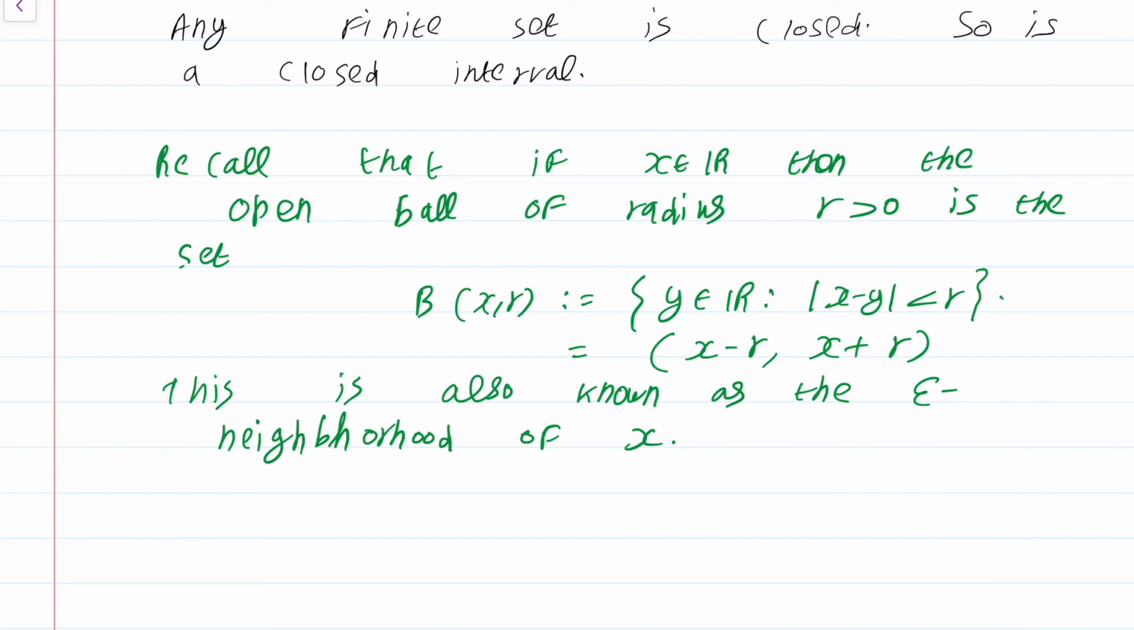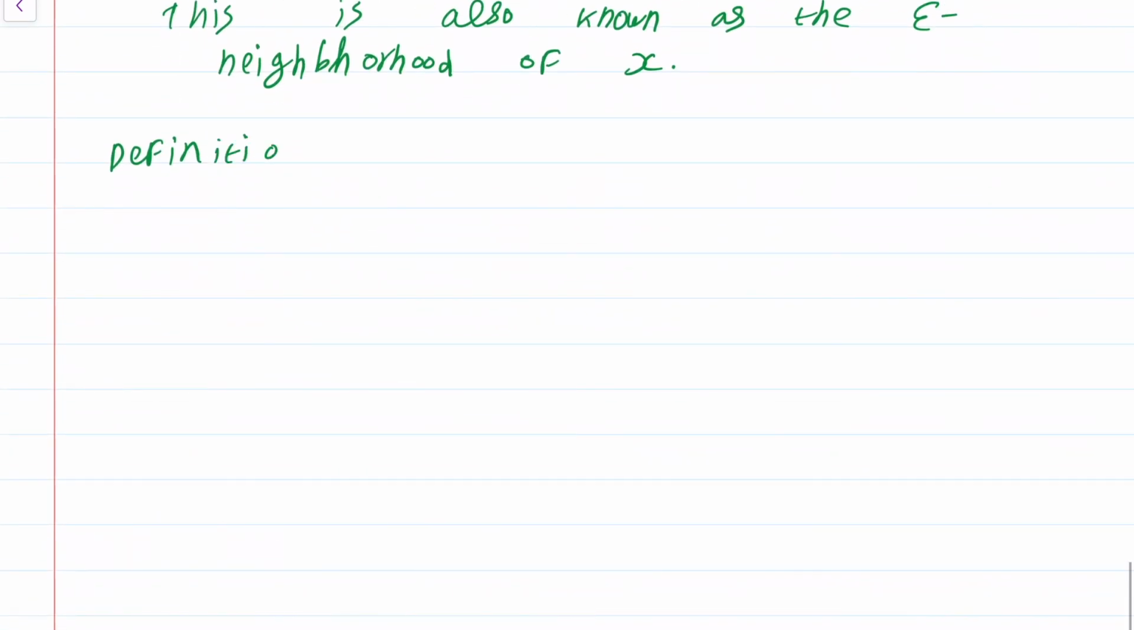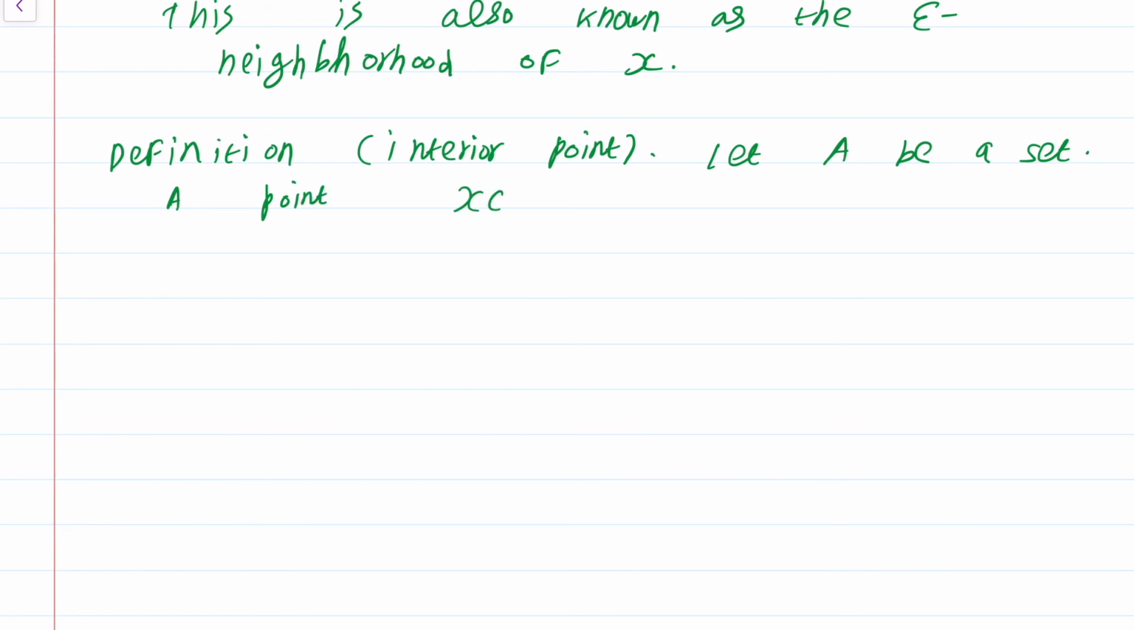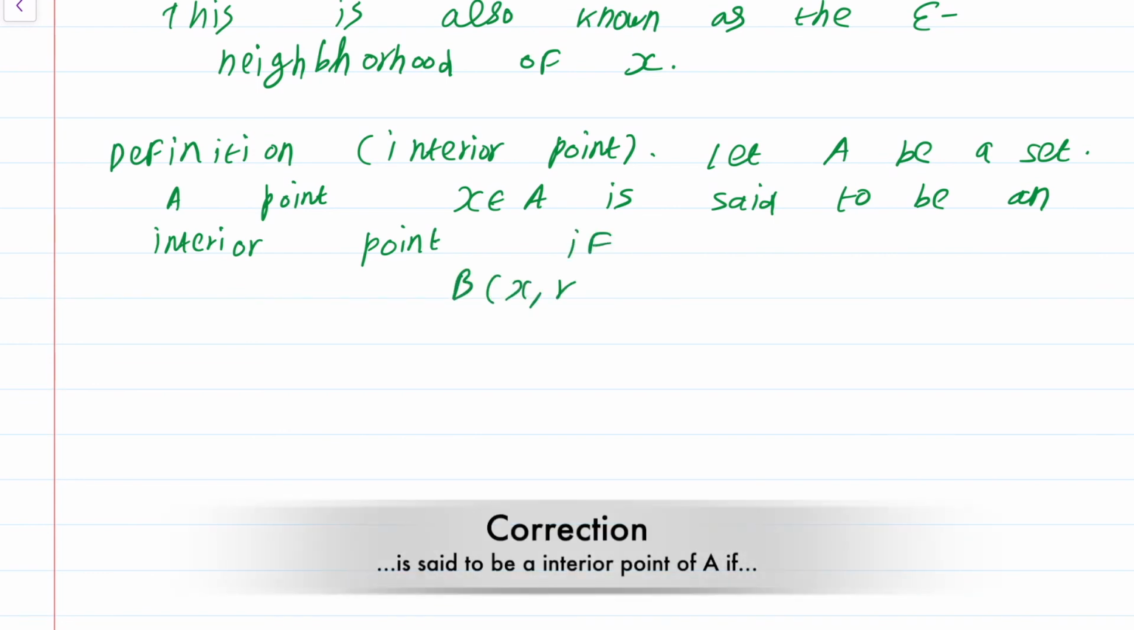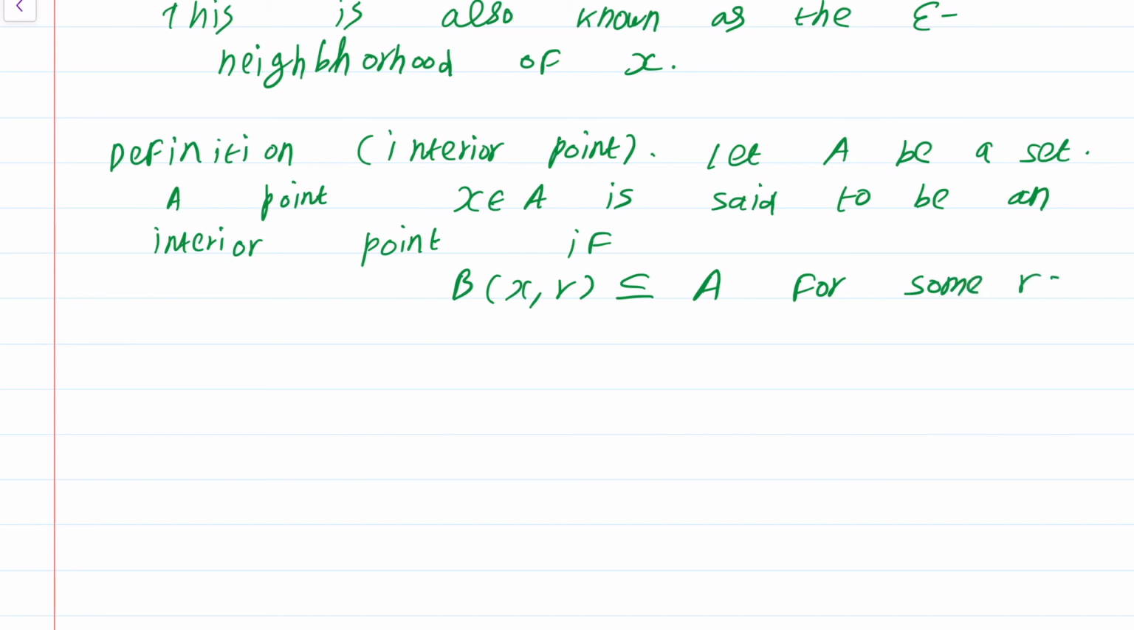Okay, now we can define the notion of an interior point and open set. Let A be a set. A point X in A is said to be an interior point if B of X, R is a subset of A for some R greater than 0.